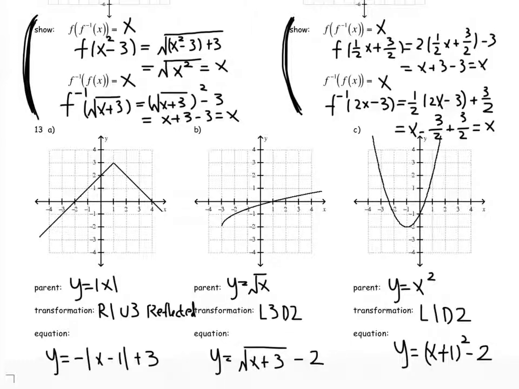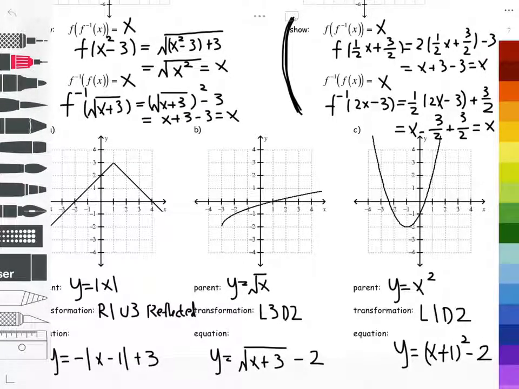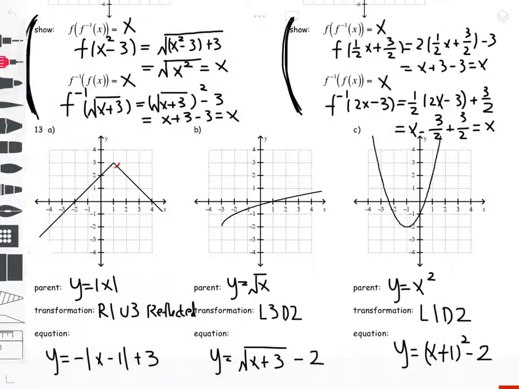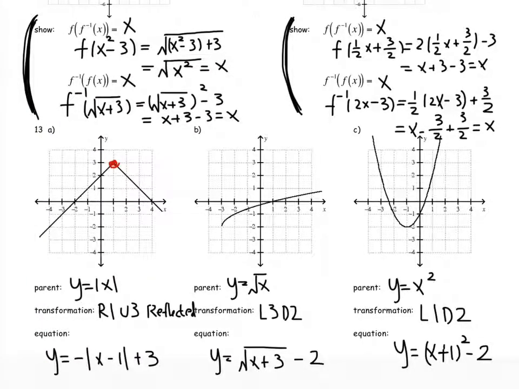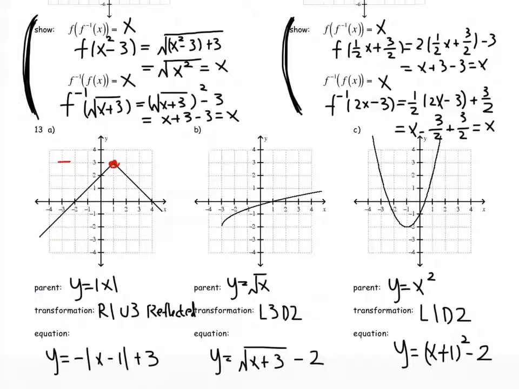So letter A, it's a distinctive V shape. It's going to be the absolute value function. And then we see the vertex is located at 1, 3. That means you have to move right 1 unit, up 3 units. And as you see, it's reflected down, so it will have the value of negative 1. So the equation is y equals negative the absolute value of x minus 1, plus 3.